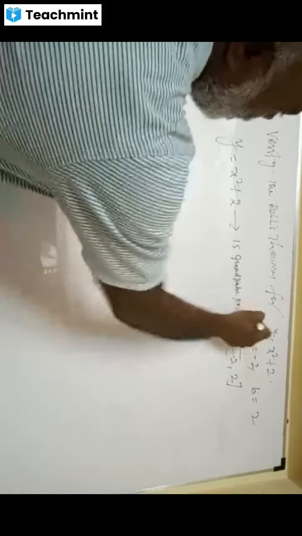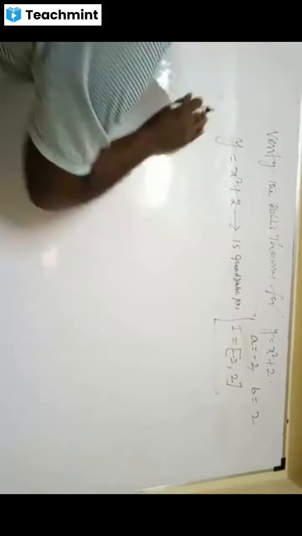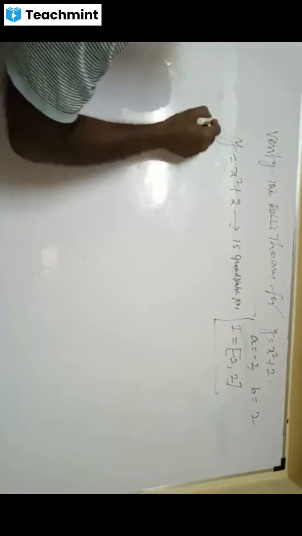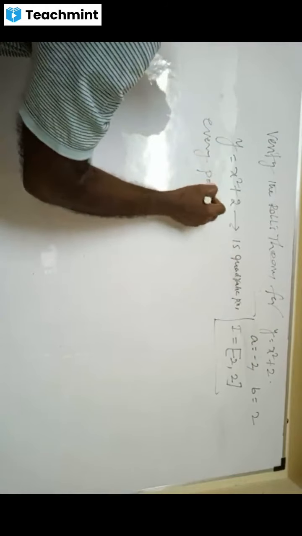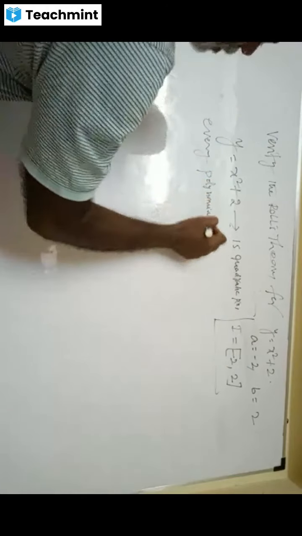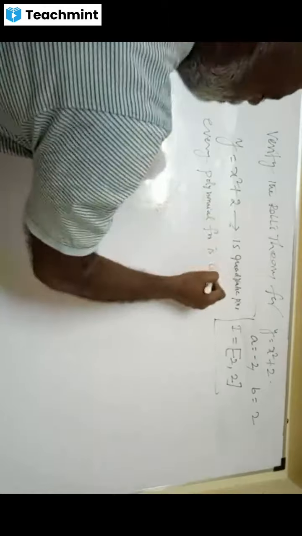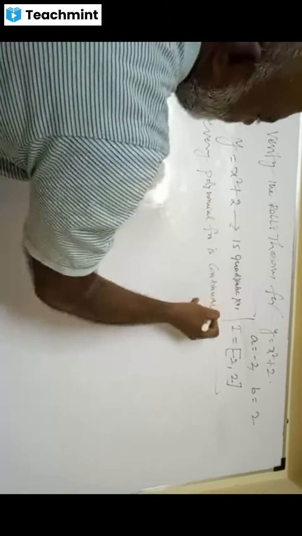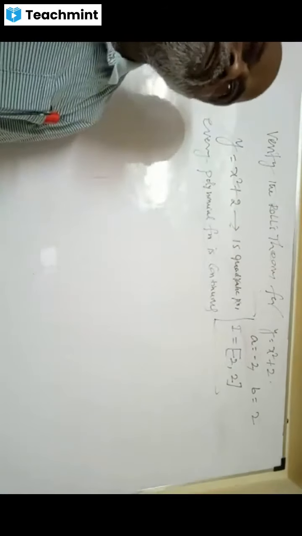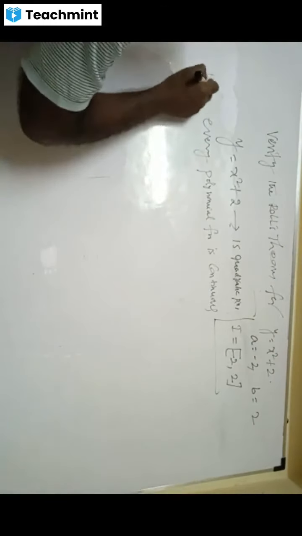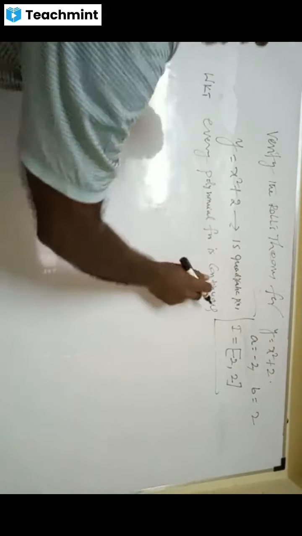If you see the continuity of a function in 5.1, I told that every polynomial function is continuous everywhere. Therefore, if it is continuous everywhere, in -2 to 2 it should definitely be continuous. So first, we know that every polynomial function is continuous. That is done.